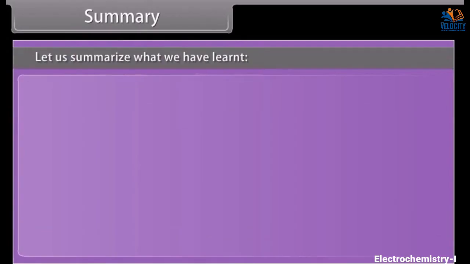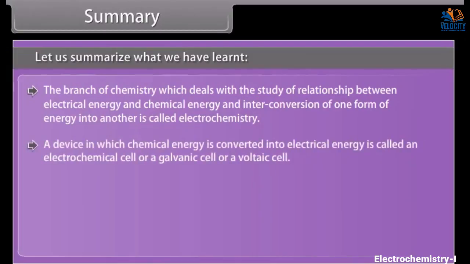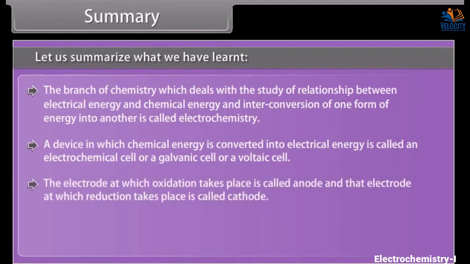Summary. Let us summarize what we have learnt. The branch of chemistry which deals with the study of the relationship between electrical energy and chemical energy and interconversion of one form of energy into another is called electrochemistry. A device in which chemical energy is converted into electrical energy is called an electrochemical cell or a galvanic cell or a voltaic cell. The electrode at which oxidation takes place is called the anode, and the electrode at which reduction takes place is called the cathode.